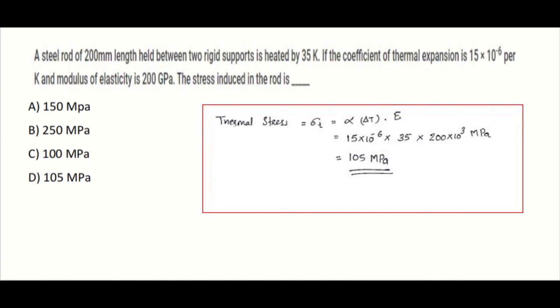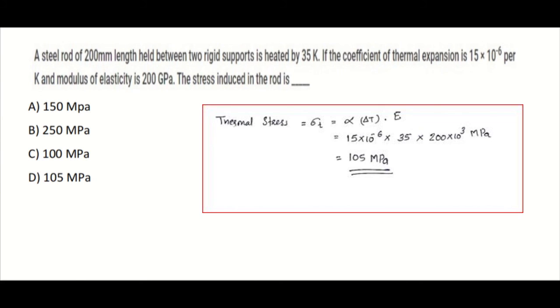A rod of 200 millimeter length held between two rigid supports is heated by 35 Kelvin. The coefficient of thermal expansion is 15 into 10^-6 per Kelvin, and modulus of elasticity is 200 gigapascal. The stress induced in the rod is, okay, the stress induced means thermal stress. The thermal stress is equal to alpha E into delta T. That is the equation for the thermal stress.